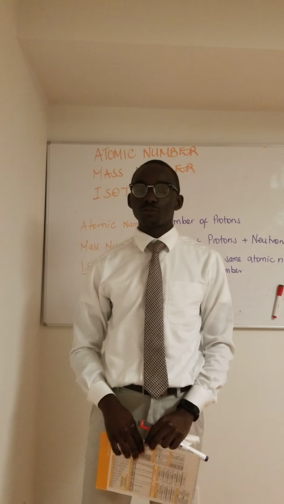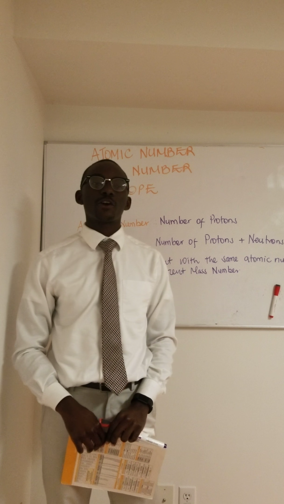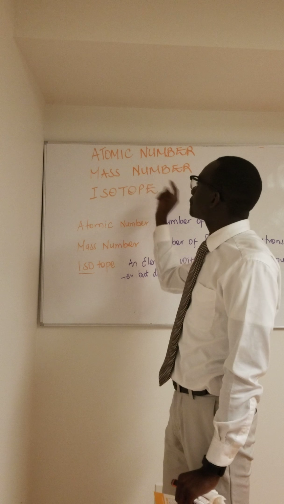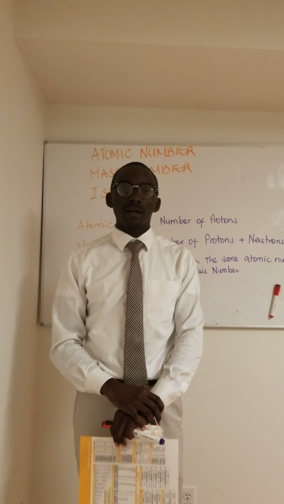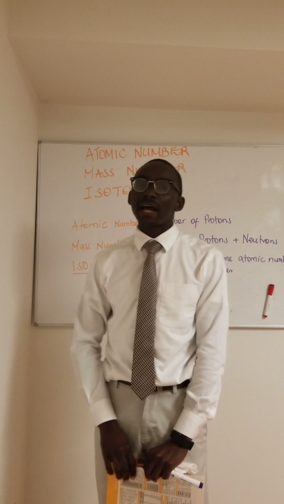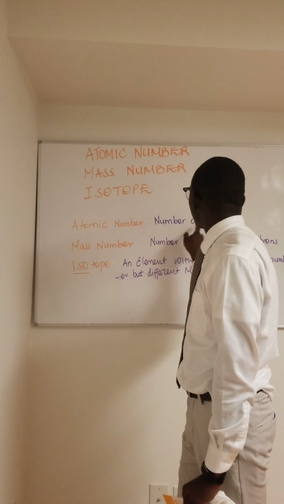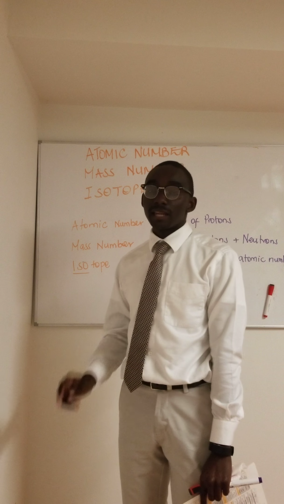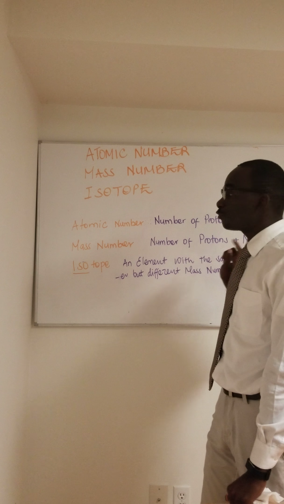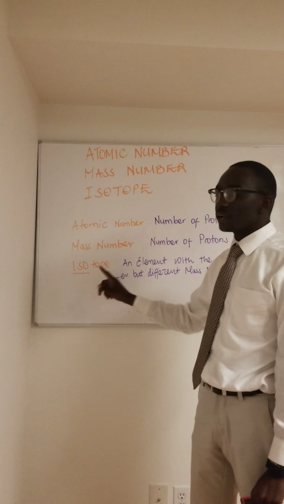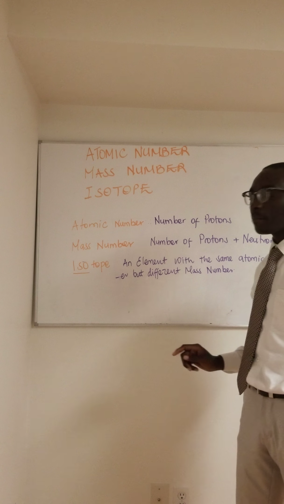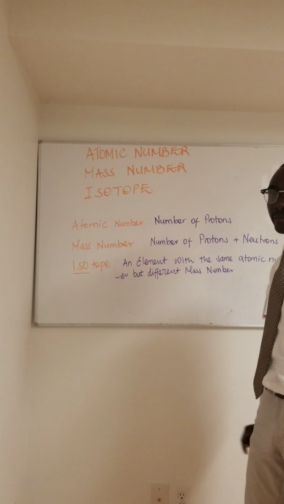Welcome to my second tutorial about atomic theory, and in this section we are looking at atomic number, mass number, and isotopes. To begin with, an atomic number is the number of protons in an element, a mass number is the number of protons and neutrons in an element, and an isotope is an element with the same atomic number but different mass numbers.